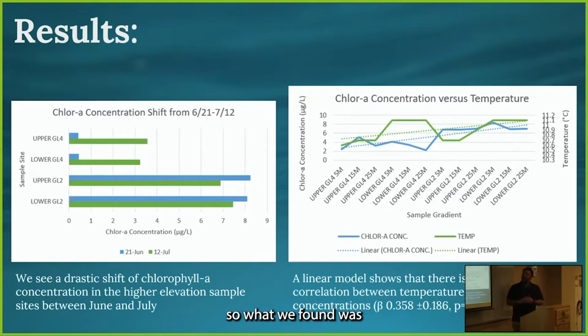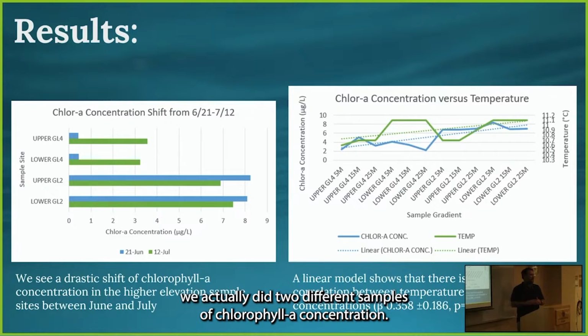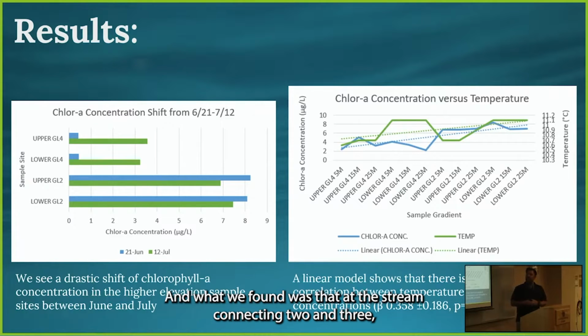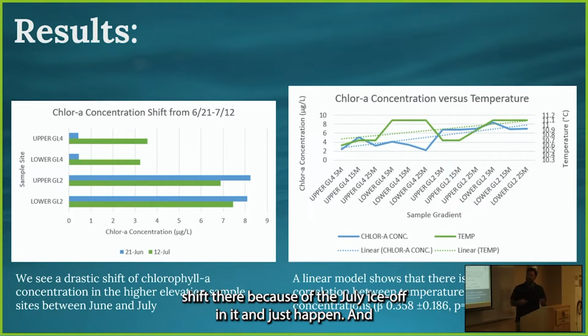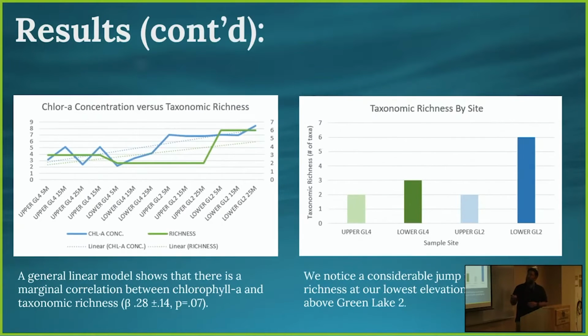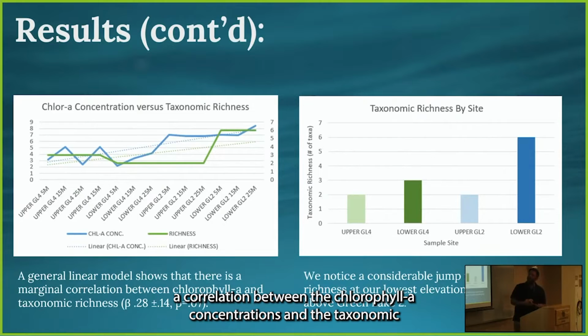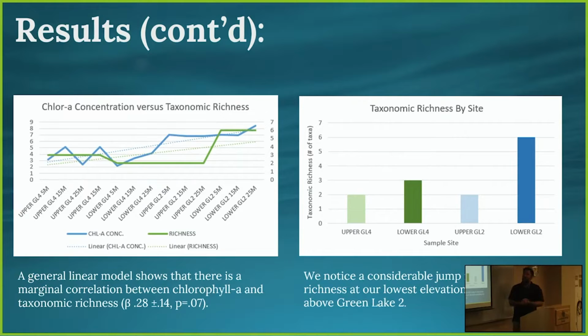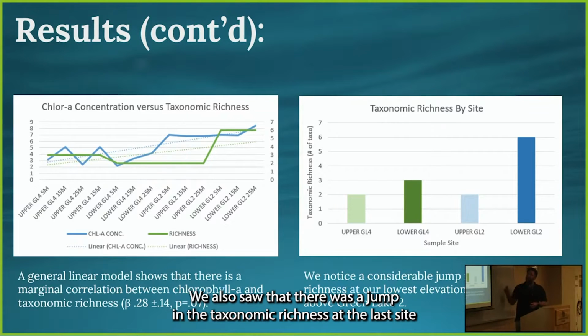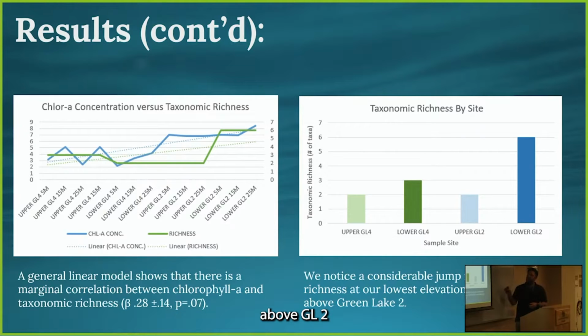So what we found was, we actually did 2 different samples of chlorophyll A concentration, and what we found was that at the stream connecting 2 and 3, it had already plateaued because of that June ice-off. But with the higher elevation one connecting 4 and 5, it was still producing more and more chlorophyll. There was a huge concentration shift there because of the July ice-off, and it had just happened. And we also saw a correlation between the chlorophyll A concentrations and the taxonomic richness at the different macroinvertebrate samples. We also saw that there was a jump in the taxonomic richness at the last site above GL2.